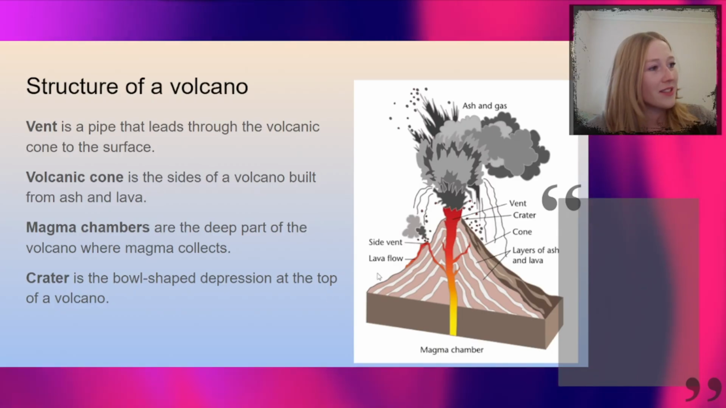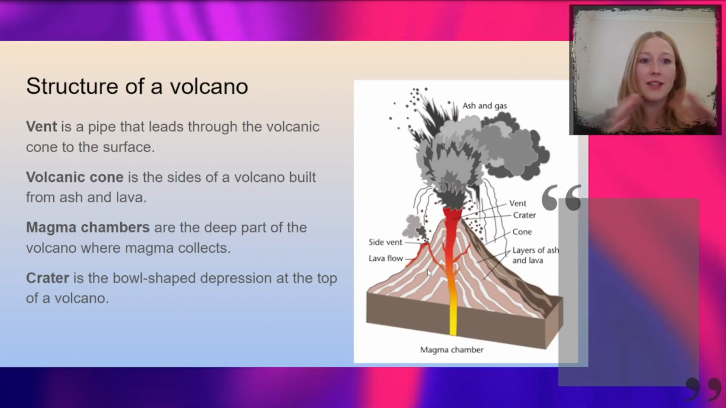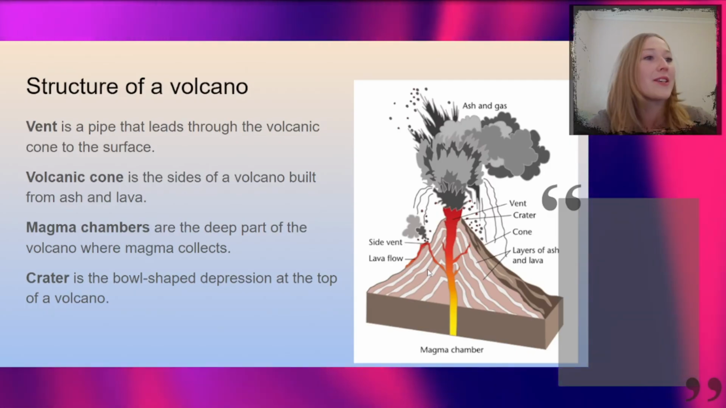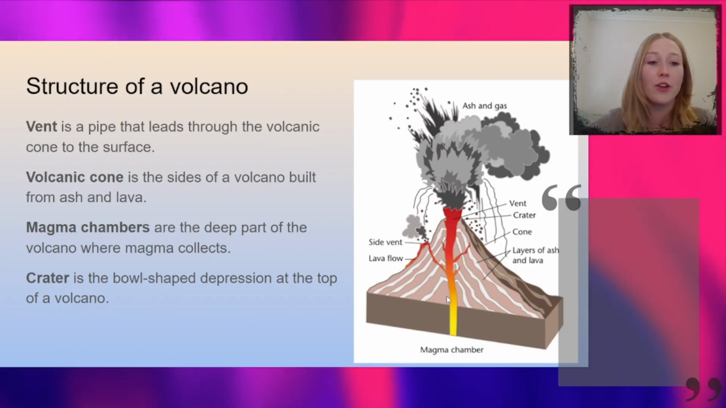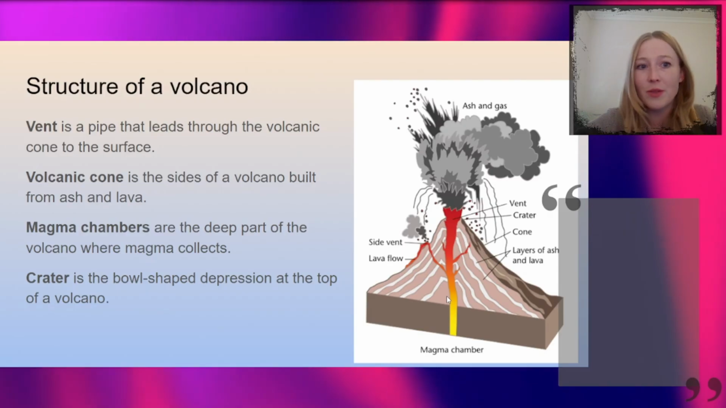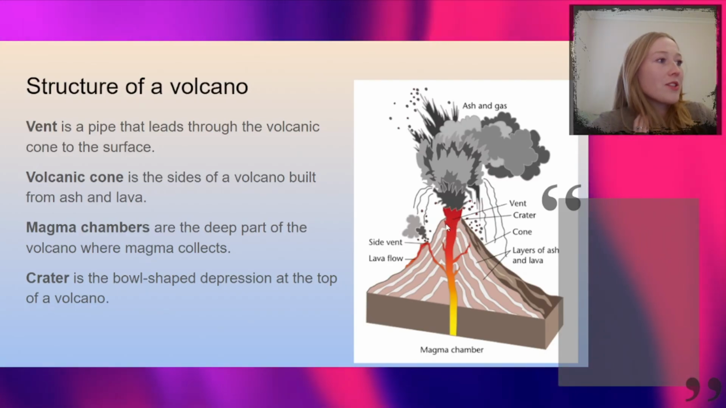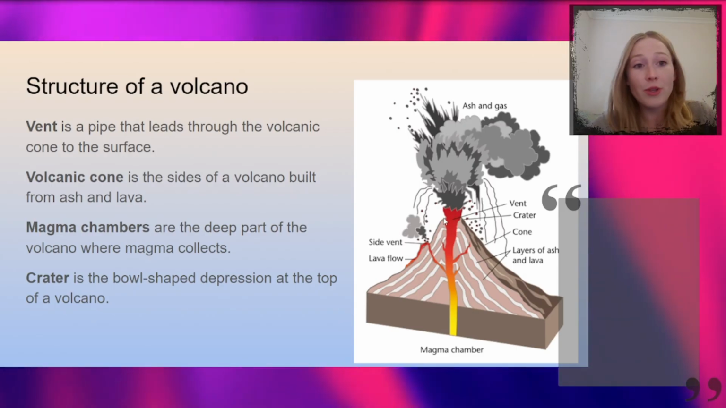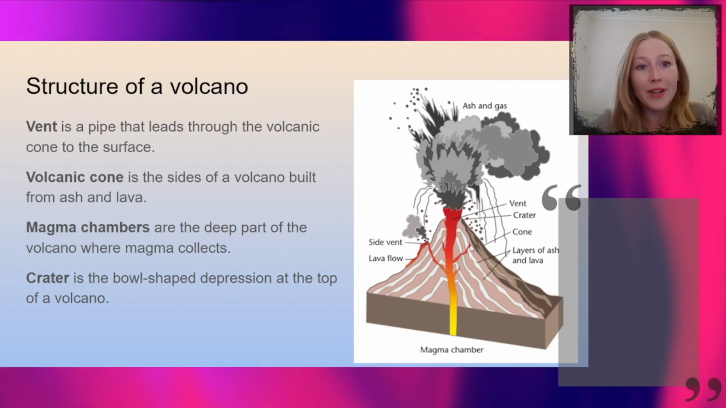So yes, it's the sides, it's the parts that come up, that is the cone that's encompassing everything that's happening inside. The magma chambers are deep within the actual volcano. That is where the magma builds up, and then when it erupts, we call it lava. And then the crater is the top, that is the hollow where your major eruption will come from, or you'll actually see it as a crater when nothing is happening.